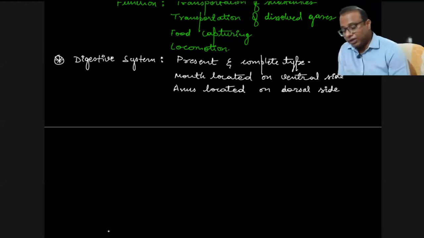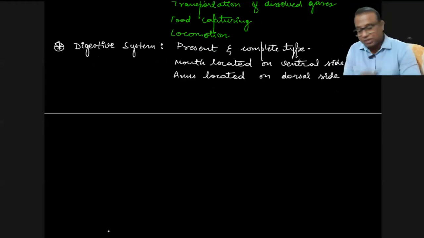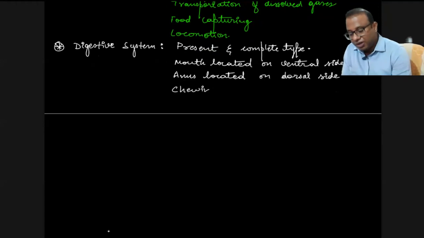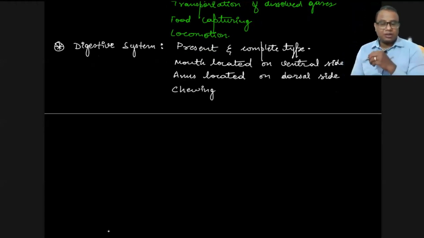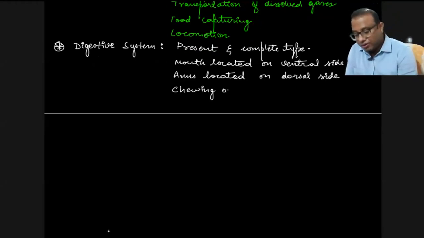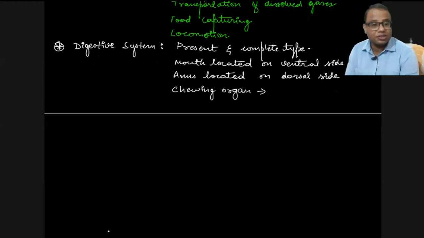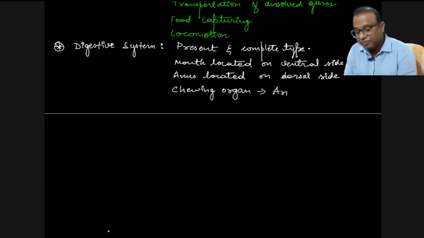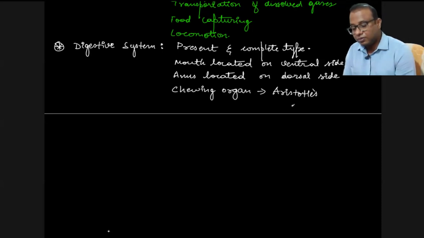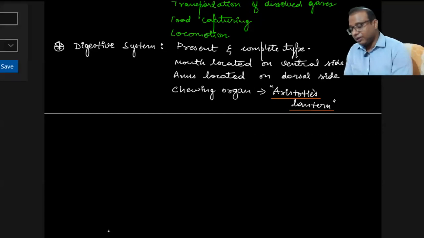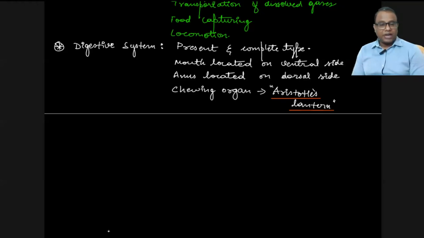Right. Now there is a chewing apparatus here. You remember about the radula in the previous phylum Mollusca? Yes or no? Yes. Similar to the radula, which helps the animal bite the food into pieces, there is a similar chewing organ in echinoderms. That chewing organ is called Aristotle's lantern. Aristotle's lantern is the chewing organ or apparatus in echinoderms, similar to the radula of molluscans. So this is about the digestive system in echinoderms.